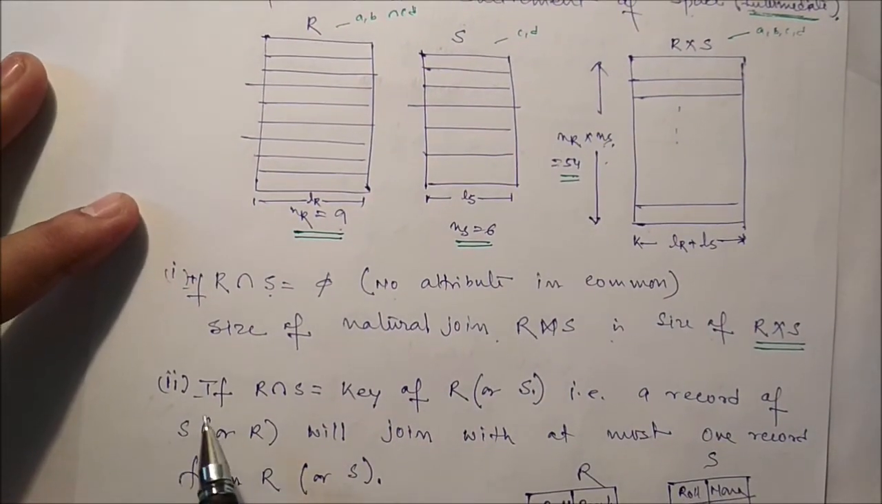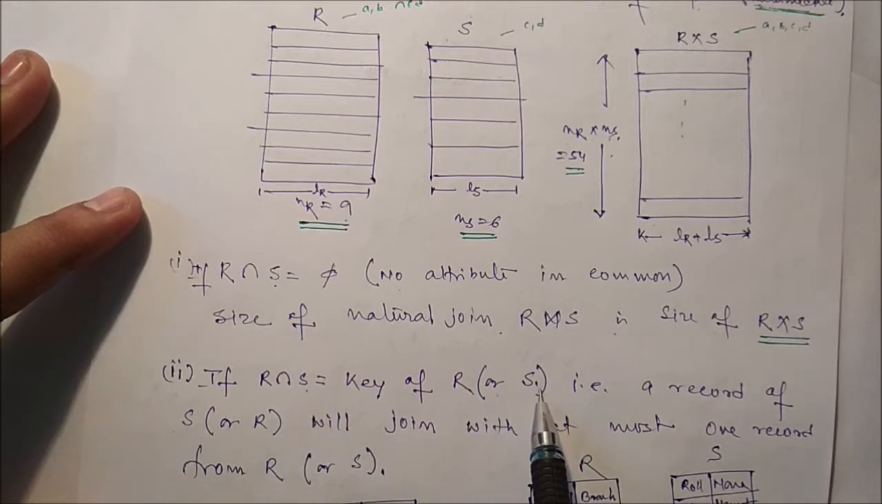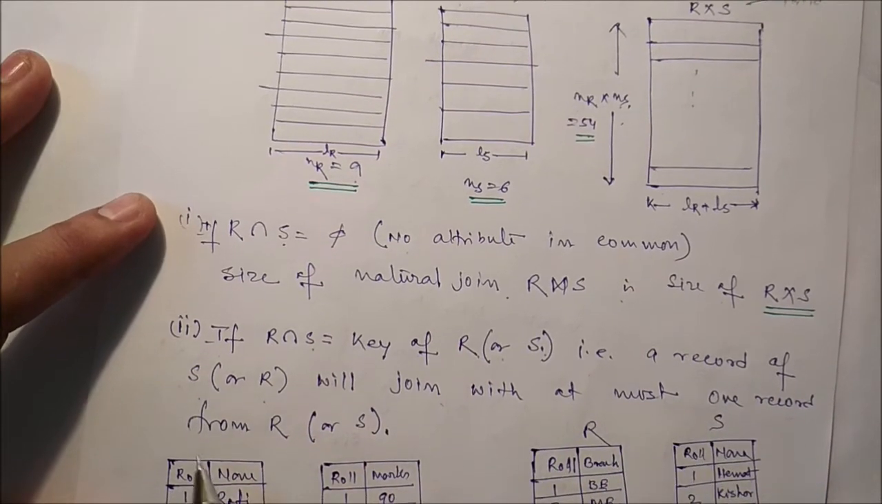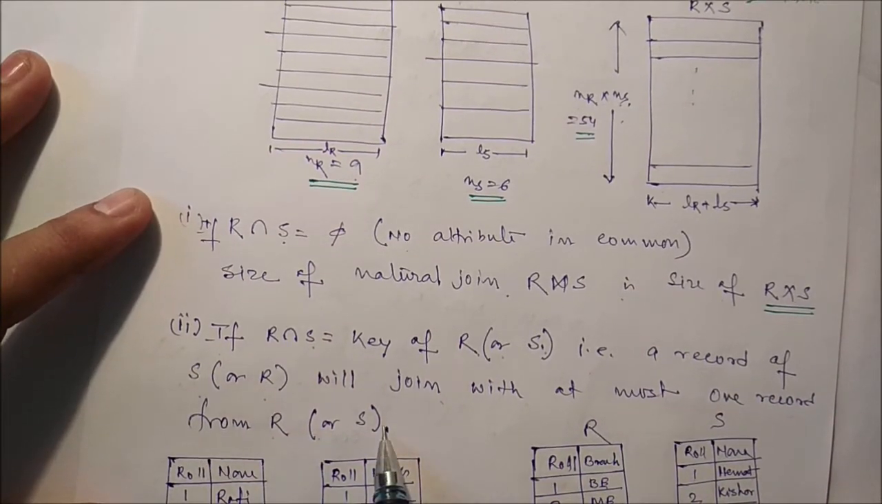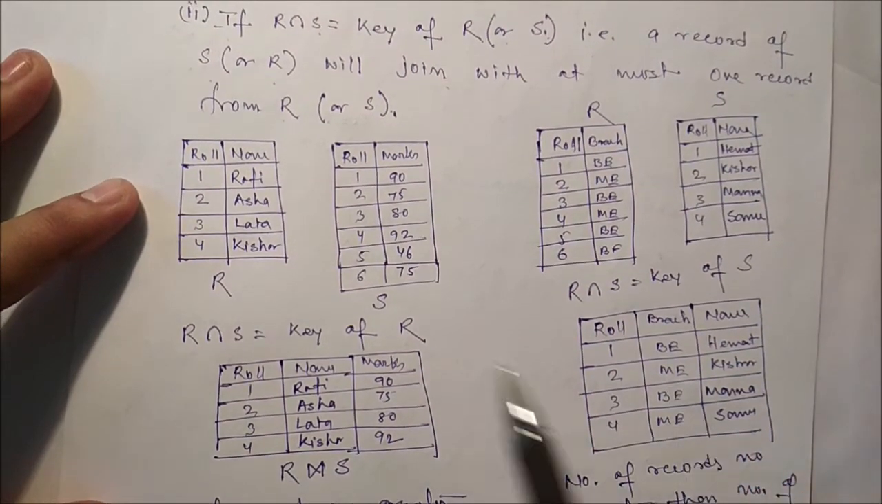Now, if R intersection S is a key of R or S, that is, a record of S or R will join with at most one record from R or S. Okay, let's see one simple example.